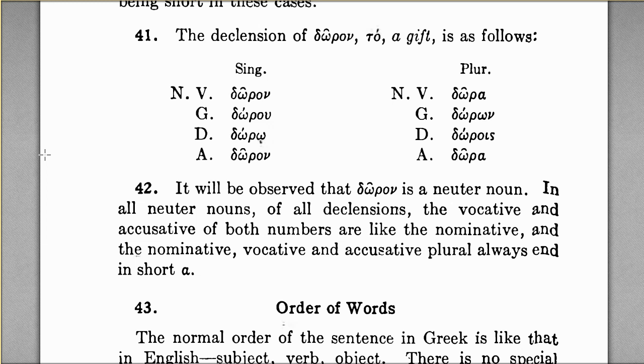The plural looks just slightly different. Both the nominative and the vocative have an alpha, dora. Genitive, doron. Dative, dorois. And finally, the accusative plural, dora, with the alpha. It will be observed, paragraph 42, that doron is a neuter noun. In all neuter nouns of all declensions, the vocative and the accusative, both numbers, are like the nominative. And the nominative, vocative, and the accusative plurals always end in a short alpha.